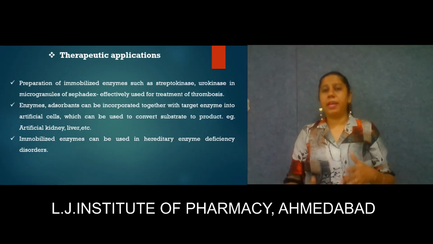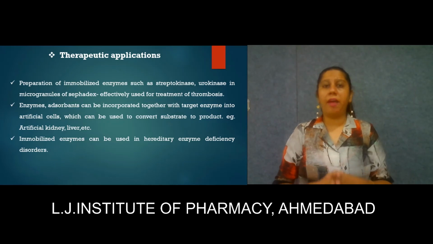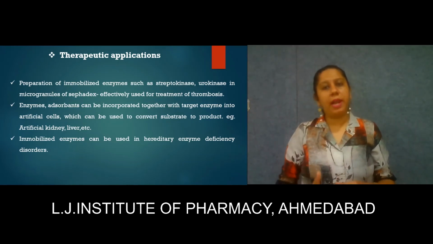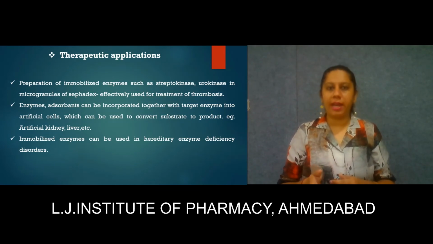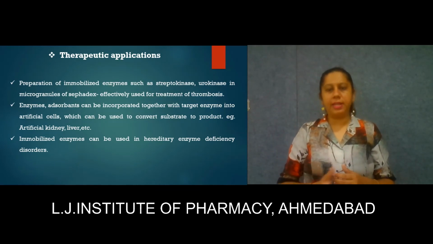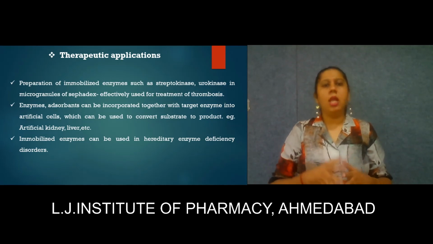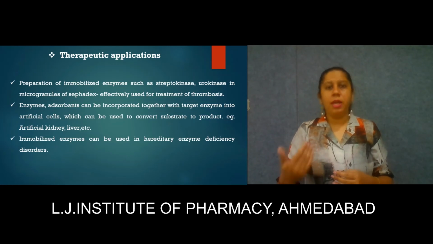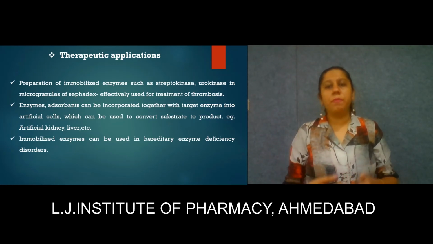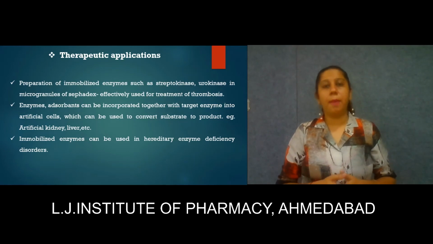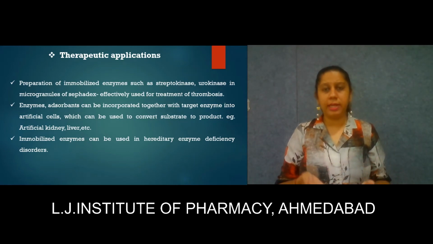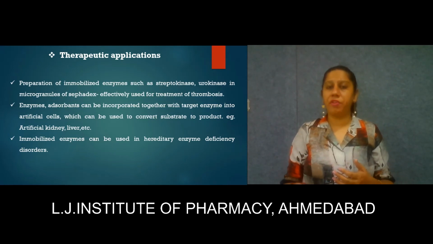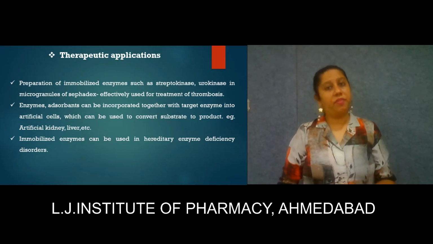Apart from all these applications, the immobilized enzymes also have therapeutic applications, which is a major use of the immobilized enzyme. So immobilized enzymes such as streptokinase, urokinase in microgranules of Sephadex are used for treatment of thrombosis. Then enzyme adsorbents can be incorporated together with the target enzyme into artificial cells also, which can be used to convert the substrate to product. Okay, an example is the preparation of artificial kidney, liver, etc. And the immobilized enzymes are used in hereditary enzyme deficiency disorders, which are, as we know, difficult to treat.